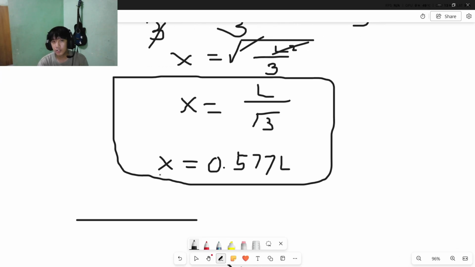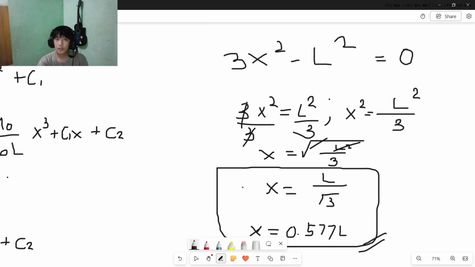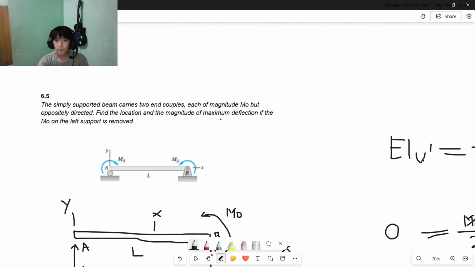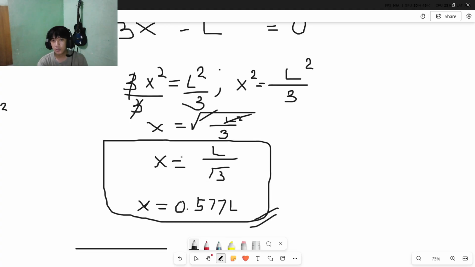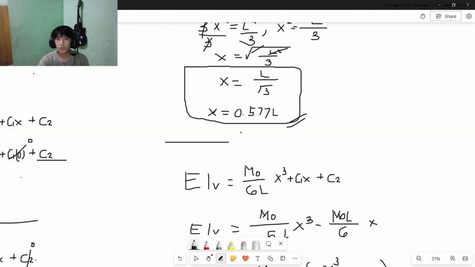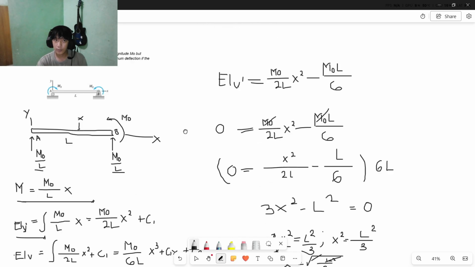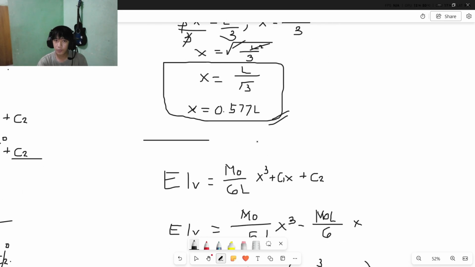Or if we put that in decimal, that's going to be x is equal to 0.577 times L. So this would be the value, or rather the location of our maximum deflection. So that's going to be here on this point. Now since we have our point of deflection, we need to find now the magnitude of the maximum deflection. So we can use that value here.